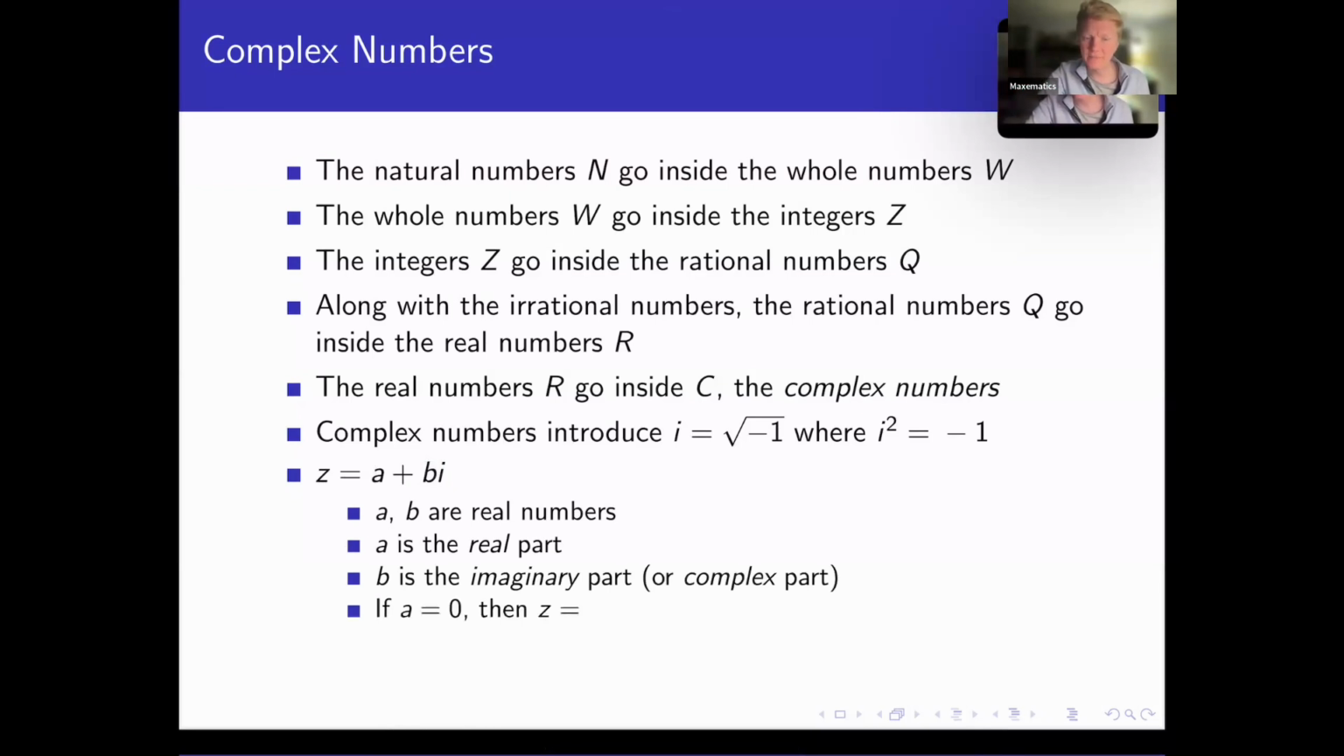We get the idea. Now, if a equals 0, well, then we have 0 plus bi, which is just bi, and a number that only has an imaginary part, we say is purely imaginary.